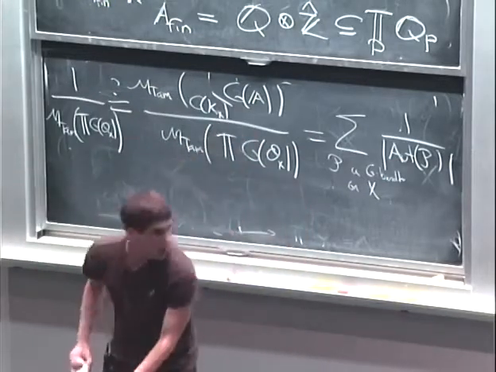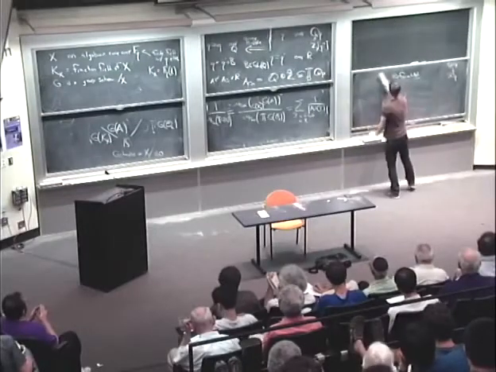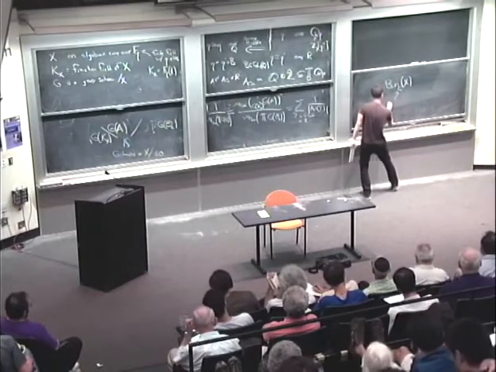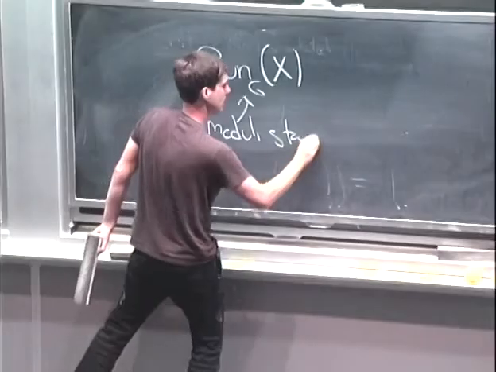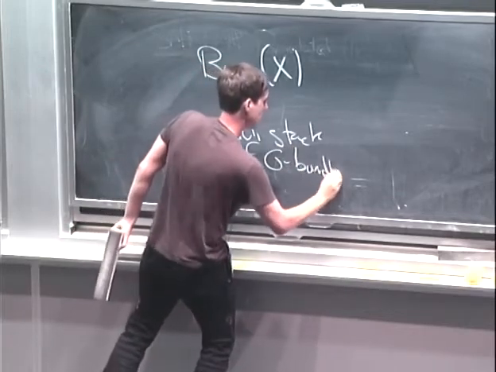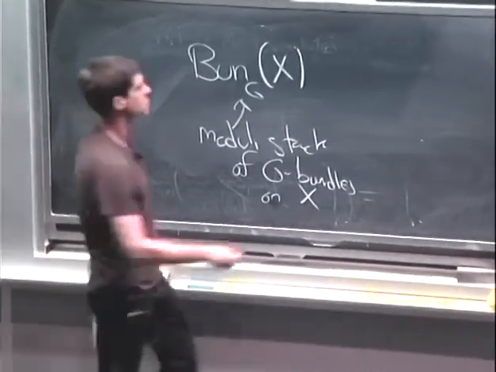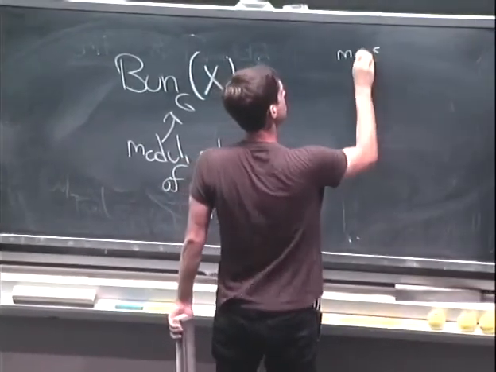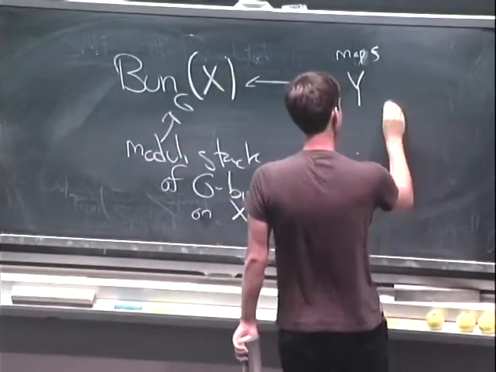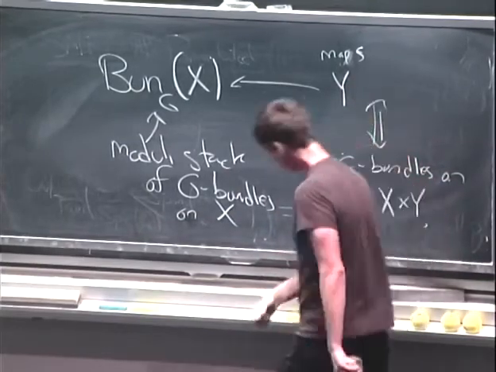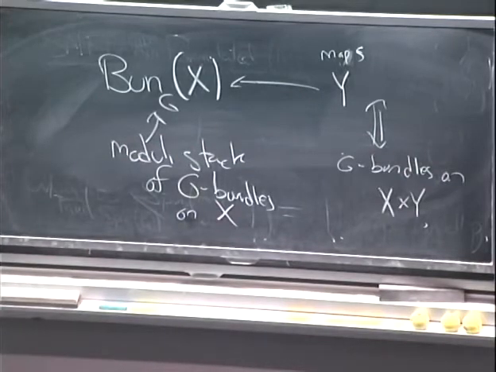So for that, let me introduce a bit of notation. I'm going to write Bun_G(X) for what people call the moduli stack of G-bundles on X. This is an algebraic geometric object that has the following universal property. It's characterized by the following: giving a map from an algebraic variety Y into this thing can be identified with G-bundles on the product X × Y. So in particular, if I want to study G-bundles on X itself, then I want to study maps from a point into Bun_G(X), where a point means Spec F_q.